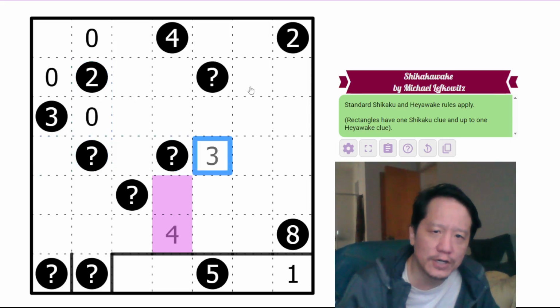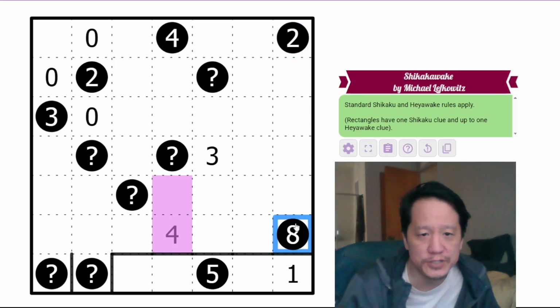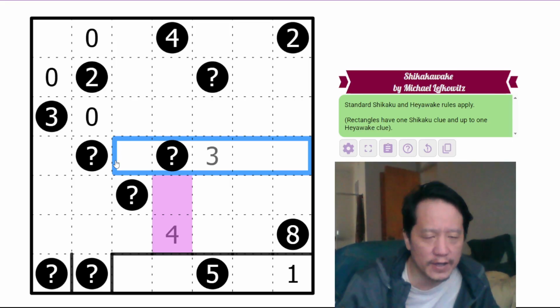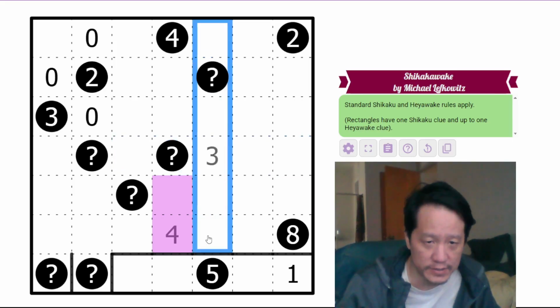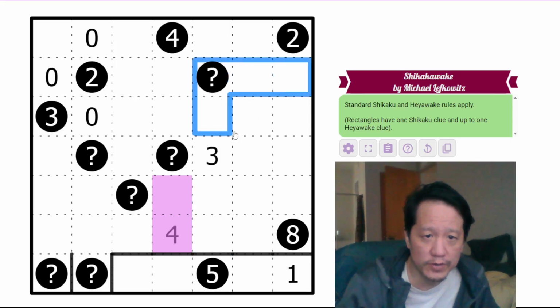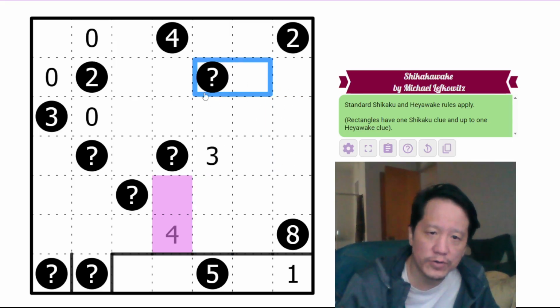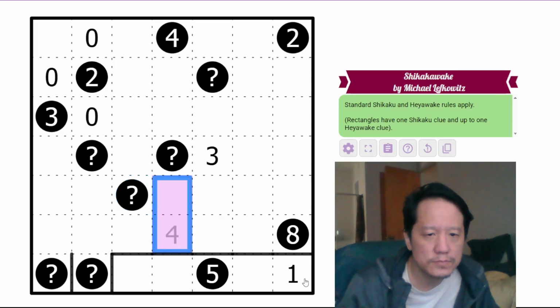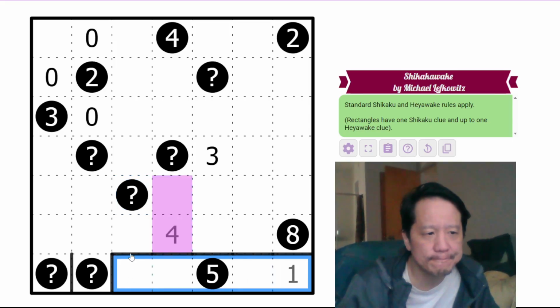Yeah, I've never run into these rule sets before, so I have no clue how to attack what I'm doing right now. 3 has to be part of a 5, a 6, or 5 or above. So it could be part of that, it could be part of this, it could be part of a 3x3. So this has to go this way.